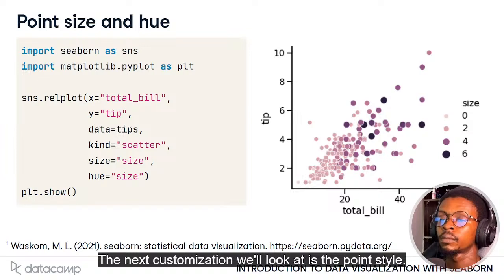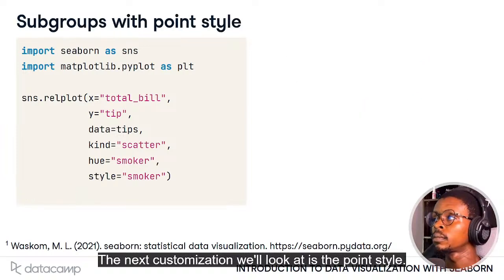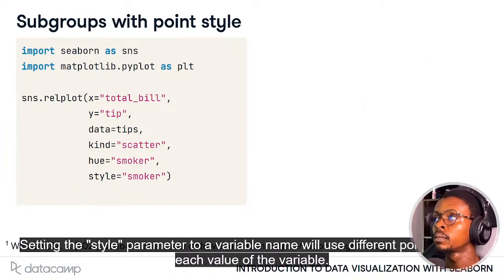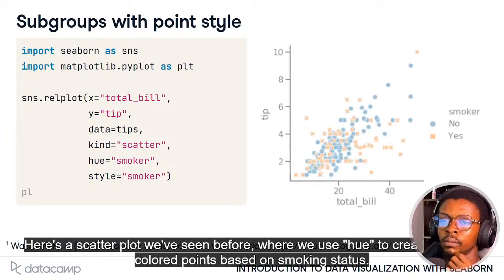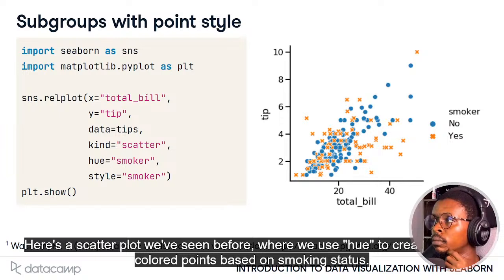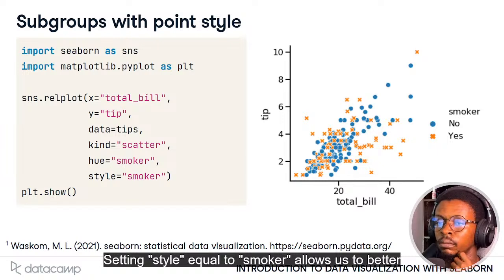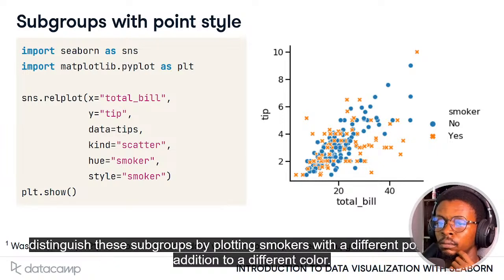The next customization we'll look at is the point style. Setting the style parameter to a variable name will use different point styles for each value of the variable. Here's a scatter plot we've seen before, where we use hue to create different colored points based on smoking status. Setting style equal to smoker allows us to better distinguish these groups by plotting smokers with a different point style in addition to a different color.